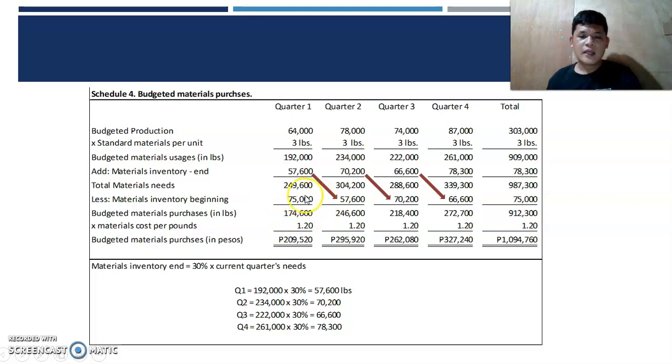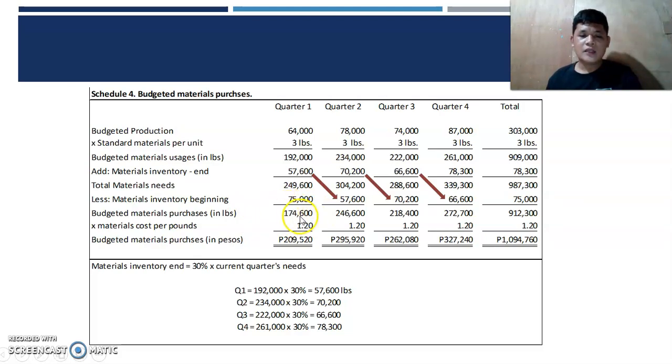So, saan galing itong 75,000? So, given yan class sa problem. So, ito yung budgeted materials purchase in pounds. Ito na dapat yung kailangan bilhin ng kumpanya. Naintindihan? So, 174,600 pounds yung kailangang bilhin ng kumpanya.